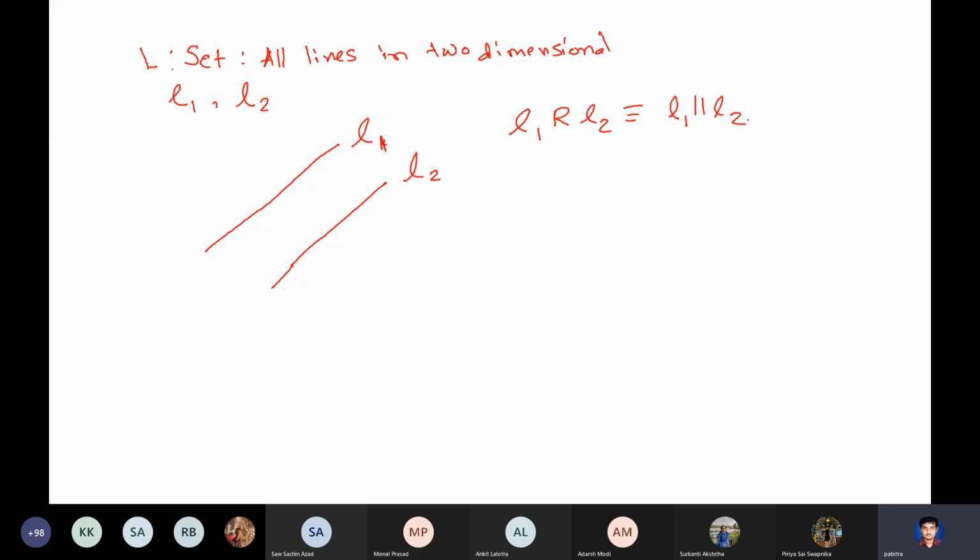If L1 is parallel to L2, I say L1 is related to L2 over the set of all possible lines in two dimensions. Now you see it's reflexive, like a line is parallel to itself. It's symmetric. That means if L1 is parallel to L2, then definitely L2 is parallel to L1. And L1 is always parallel to itself. And also it is transitive.